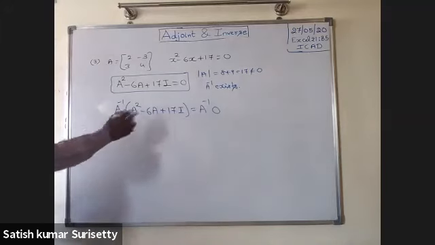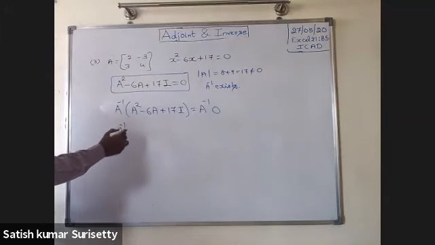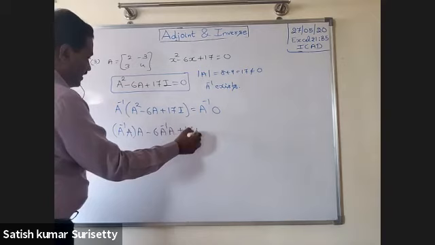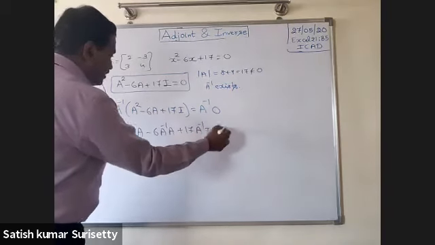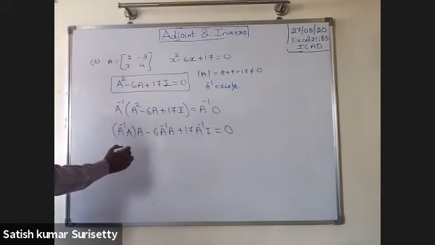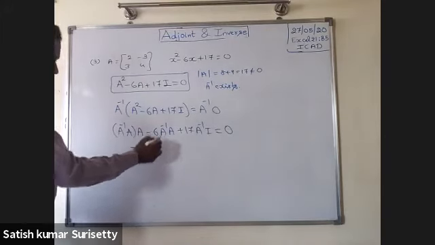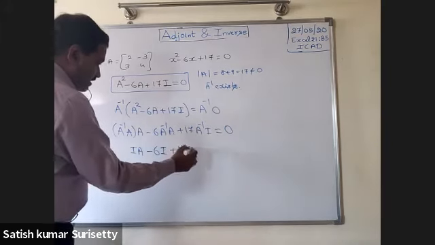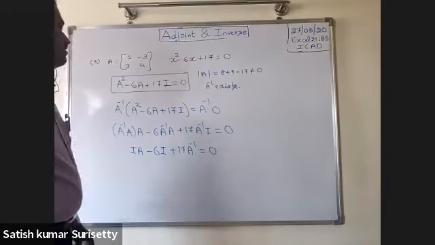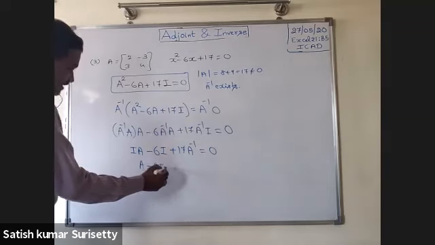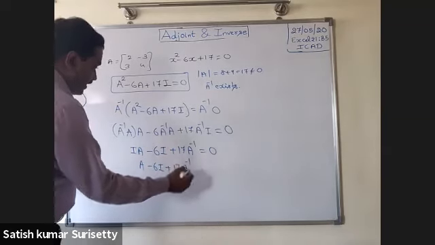Now, apply distributive property. A inverse A square can be written as A inverse A into A, minus 6 A inverse A, plus 17 A inverse I equal to 0. Because A inverse exists, A inverse into A is I. So I into A minus 6I plus 17 A inverse into I, which is A inverse, equal to 0. Now, from this again, I into A is A, minus 6I plus 17 A inverse.